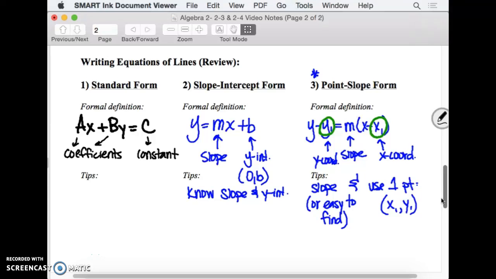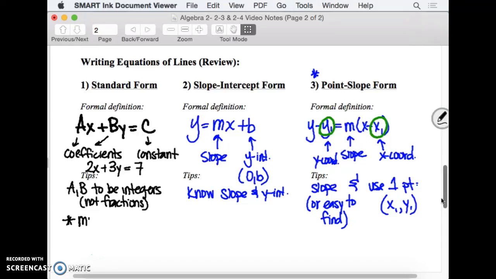Okay, so for example, you could have something like this: 2x plus 3y equals 7. That would be an equation in standard form. A big tip is this: we want a and b to be integers, which means not fractions. So you want to clear any fractions that you have there. And this is super important.